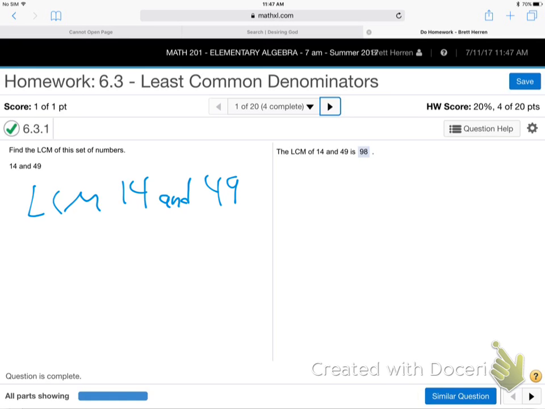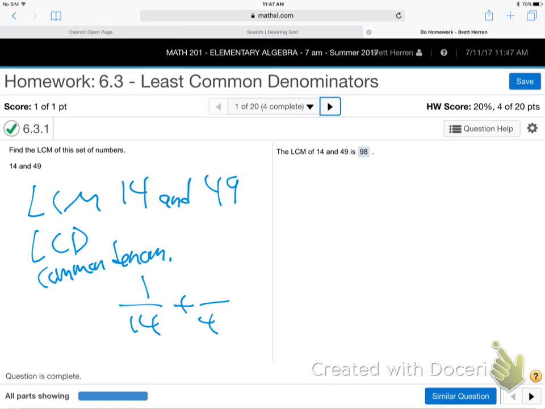What are they talking about? Well, it's the same as the LCD, or common denominator. It's the same thing. If you want, you could pretend the 14 and the 49 are denominators, and you're trying to find the common denominator. What do 14 and 49 both go into?